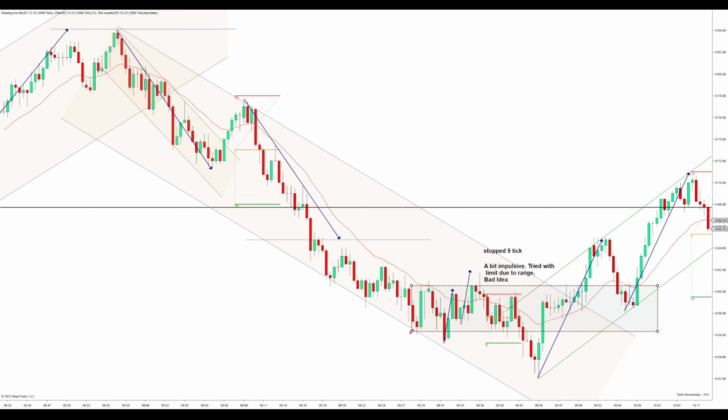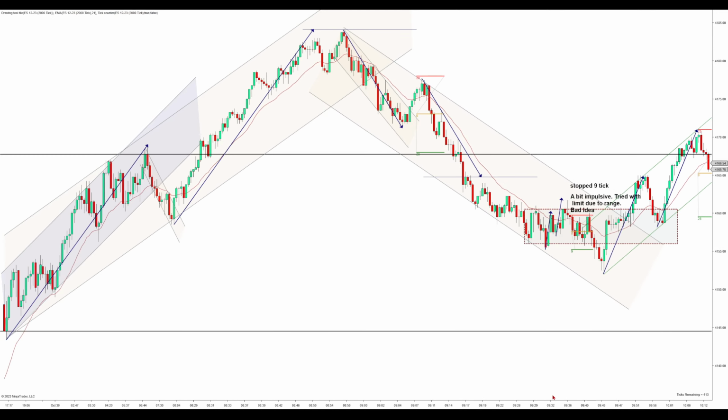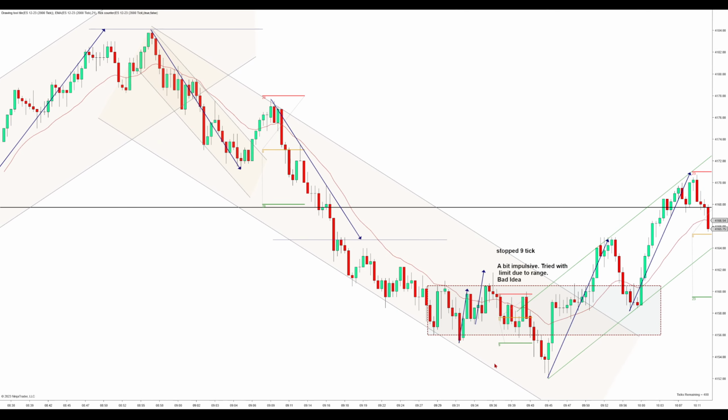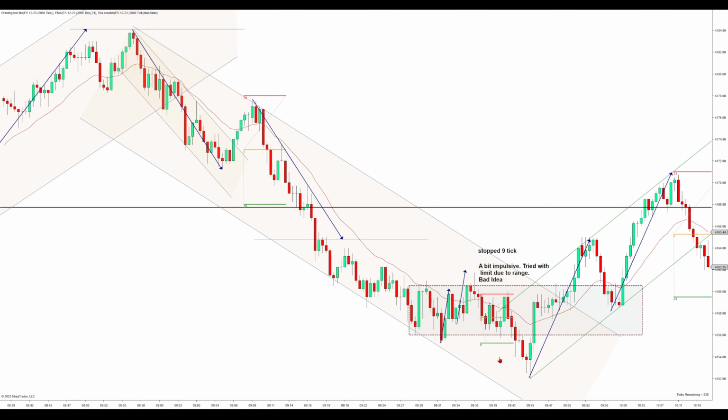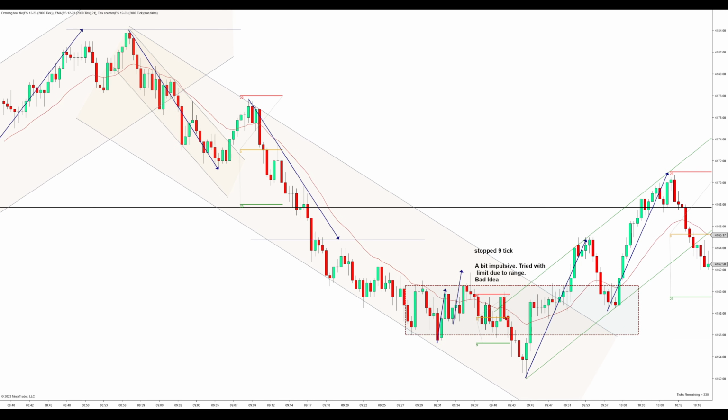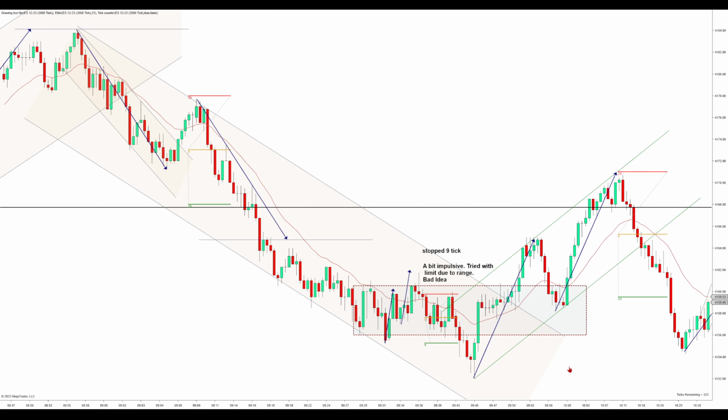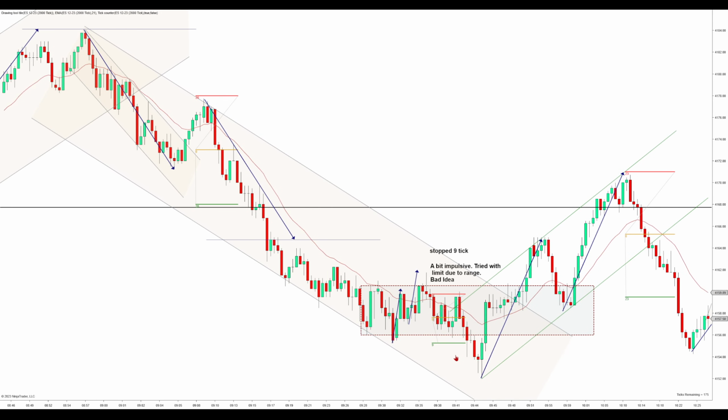It was clearly into support. I kind of just allowed myself to do that. I really shouldn't have done that, but a little bit impulsive, allowing myself to do that. But whatever, not a big deal. Just part of trading. You're not going to be able to never take losses. It's just part of trading, taking losses and all that kind of stuff.